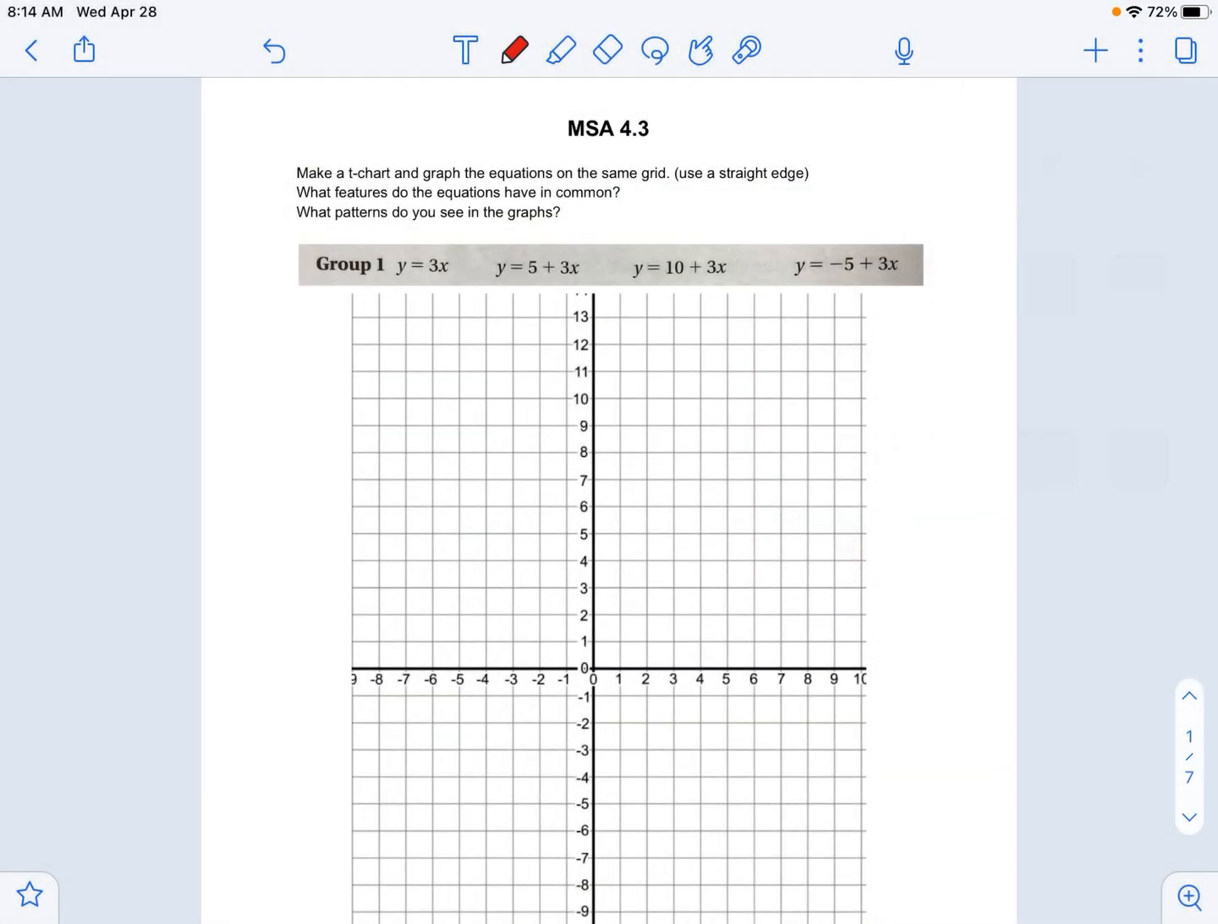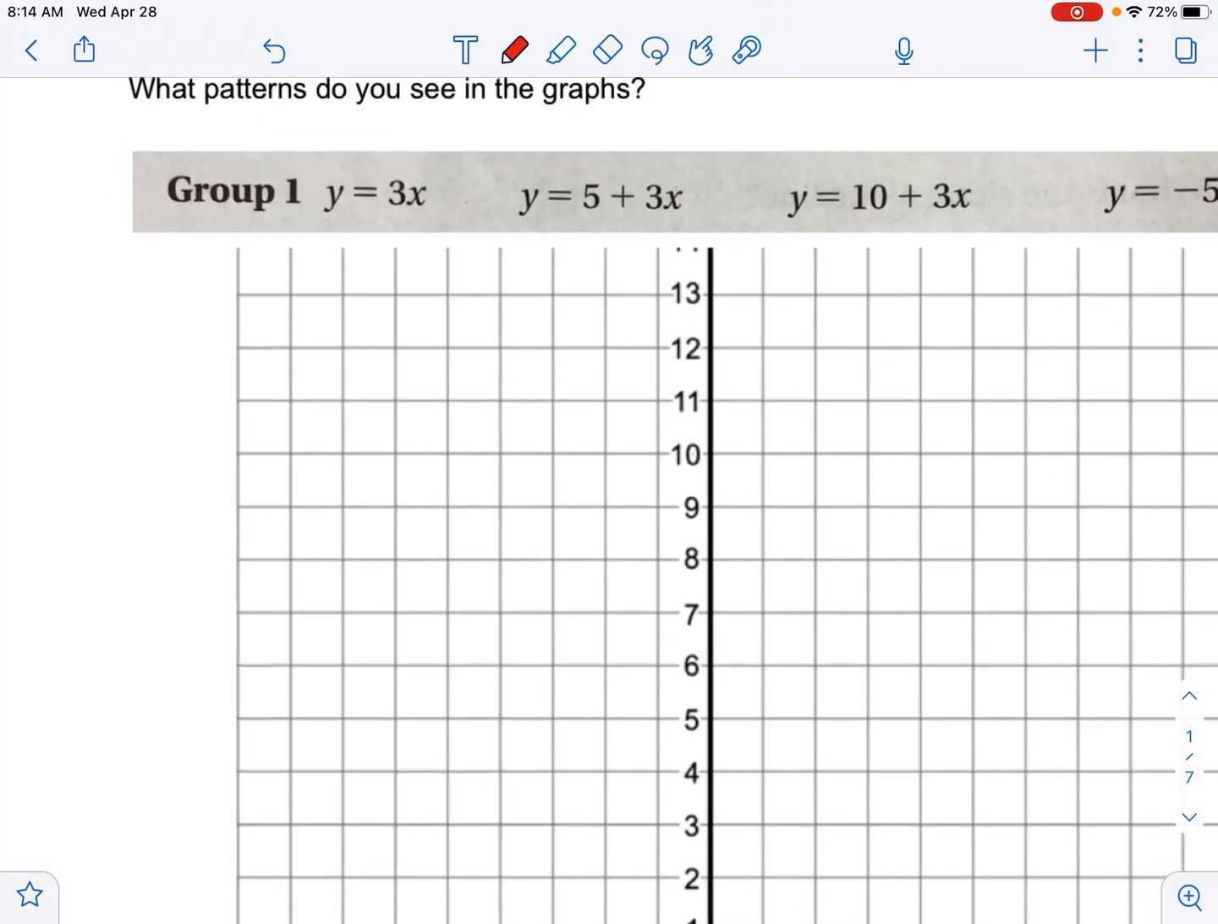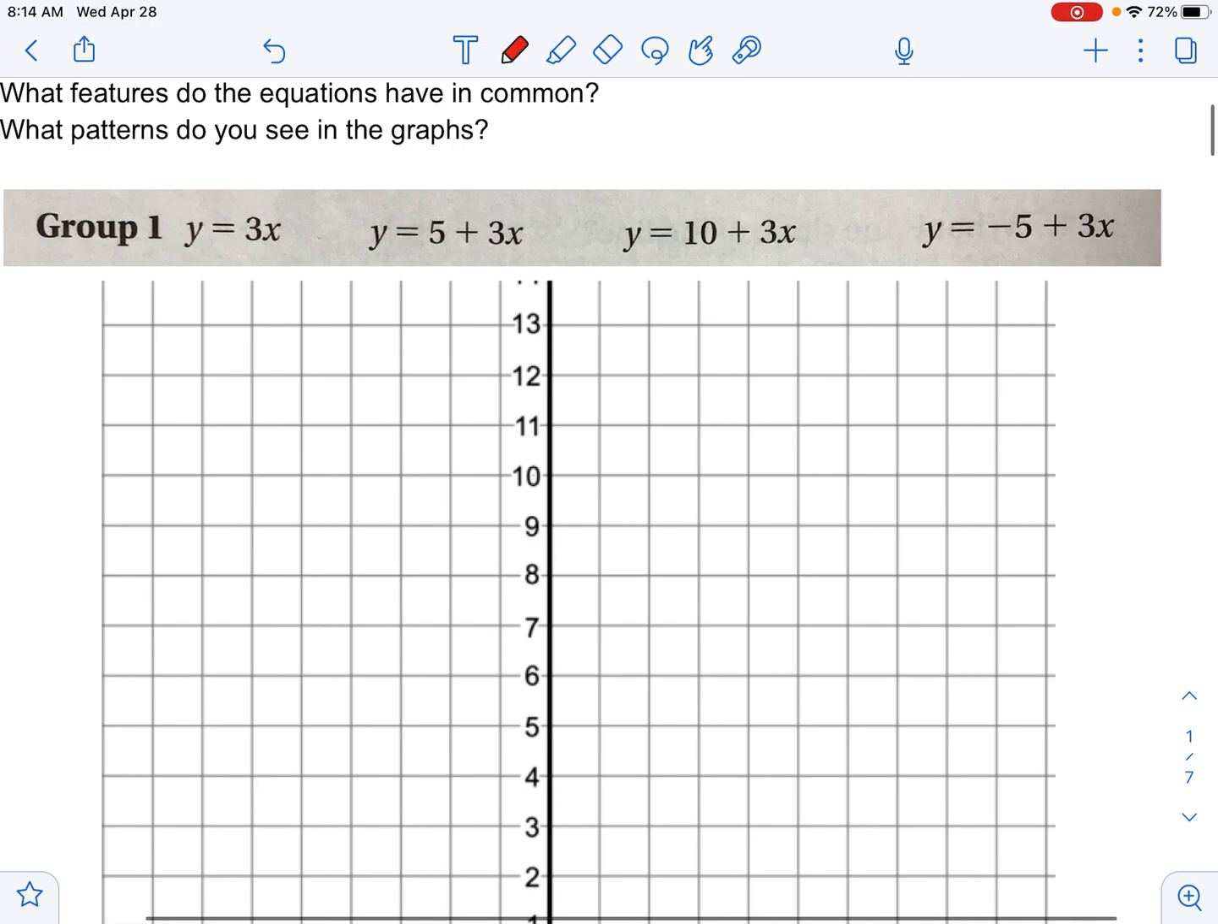Well, hello. We're continuing our adventure on our unit Moving Straight Ahead, lesson 4.3. We're investigating today about parallel and perpendicular lines and how they show up in equations and on lines. So we're going to first look at this group one. I've got 4 equations up here, and we're going to graph them.